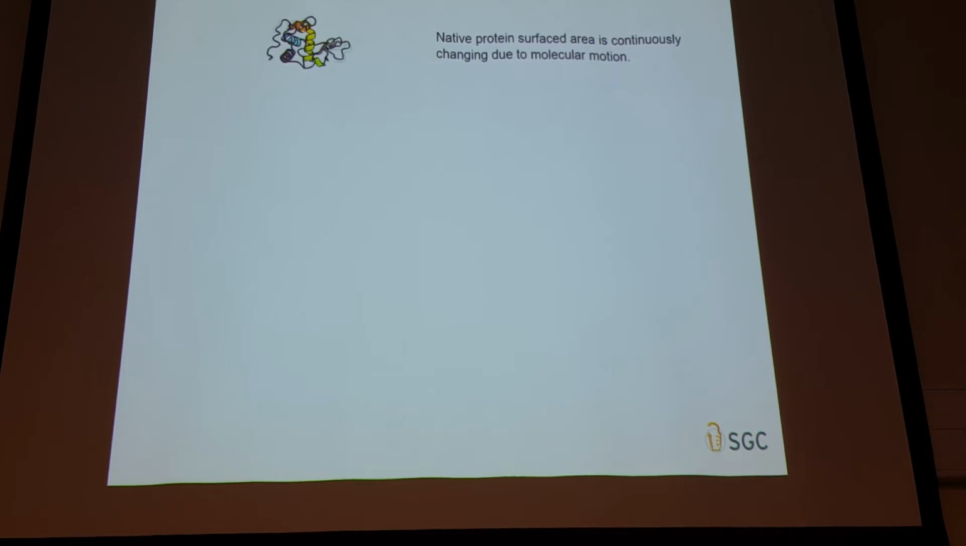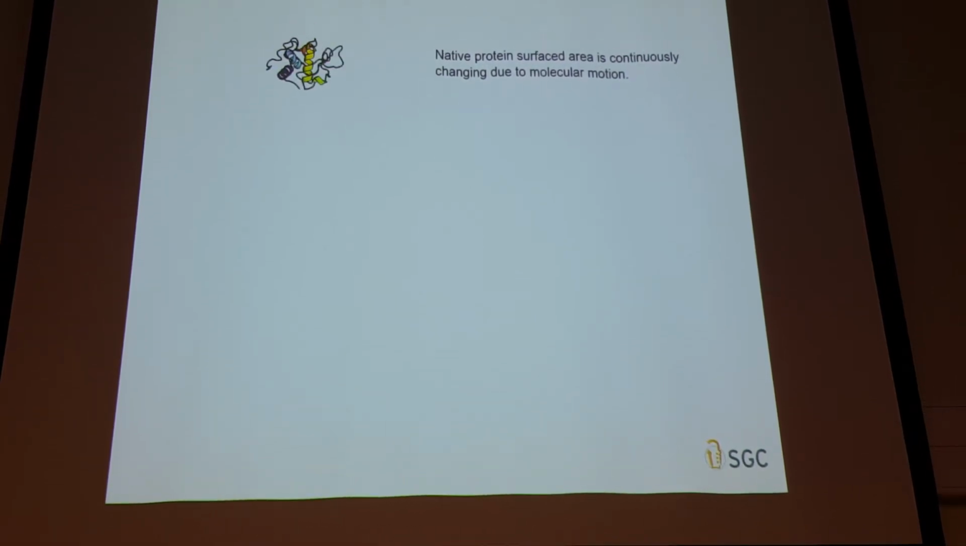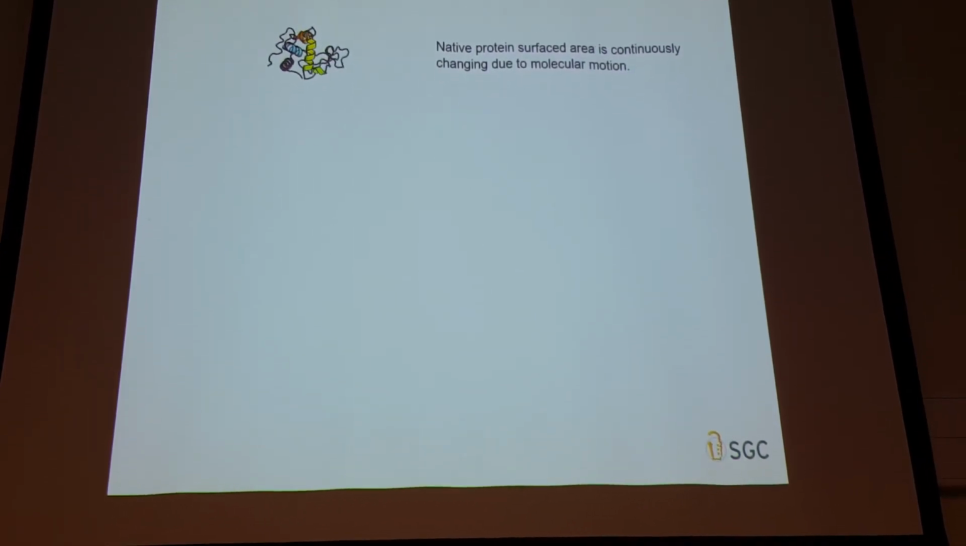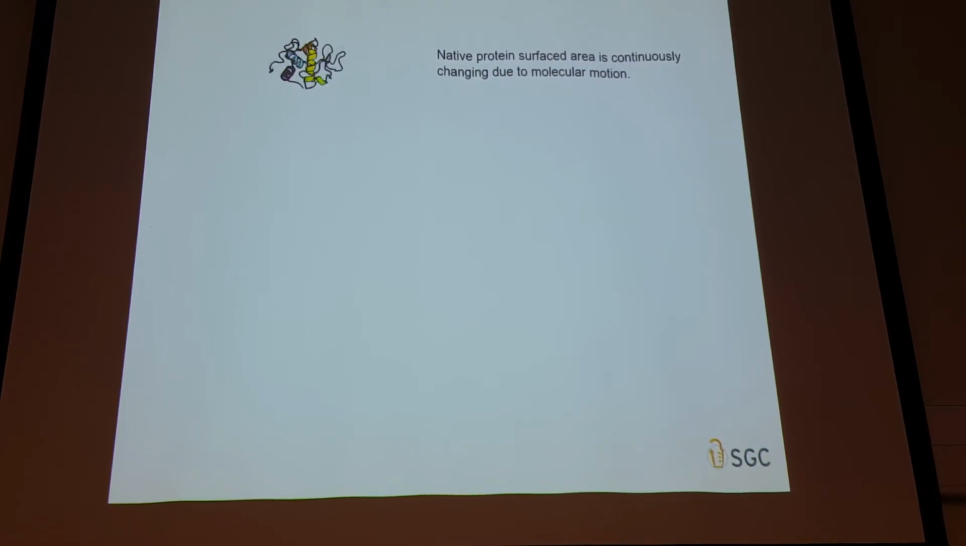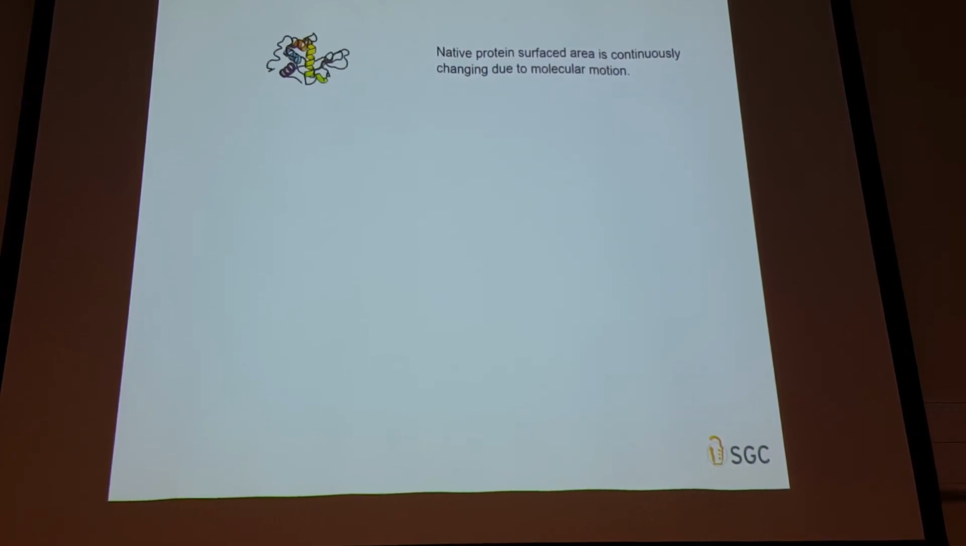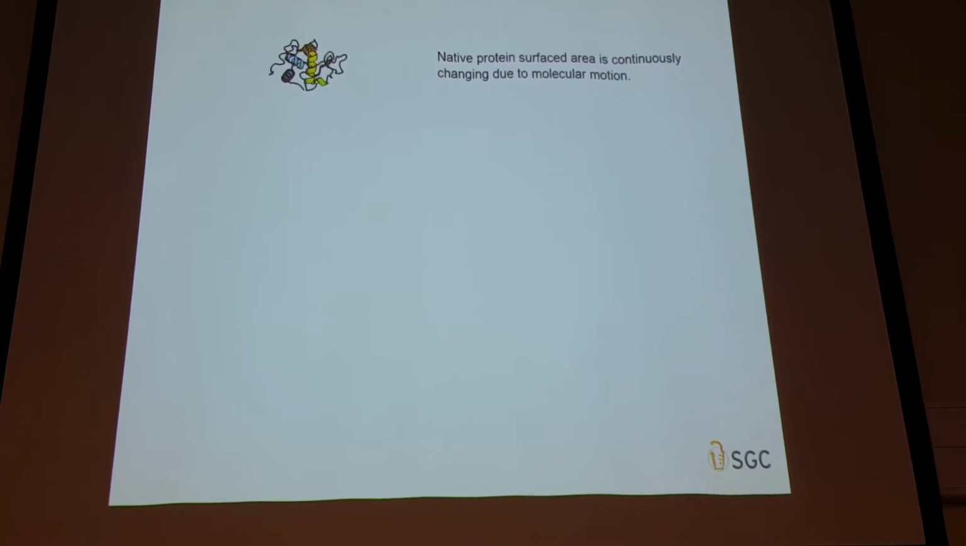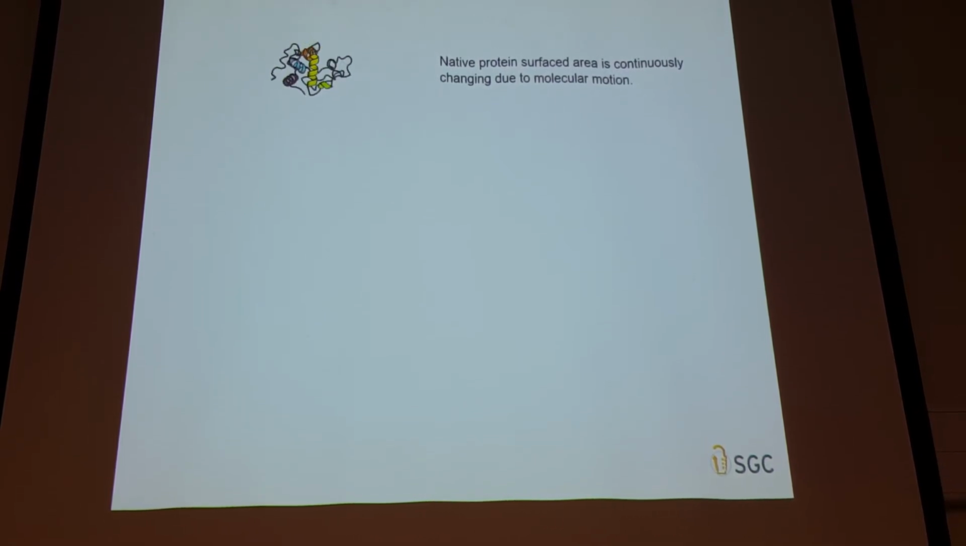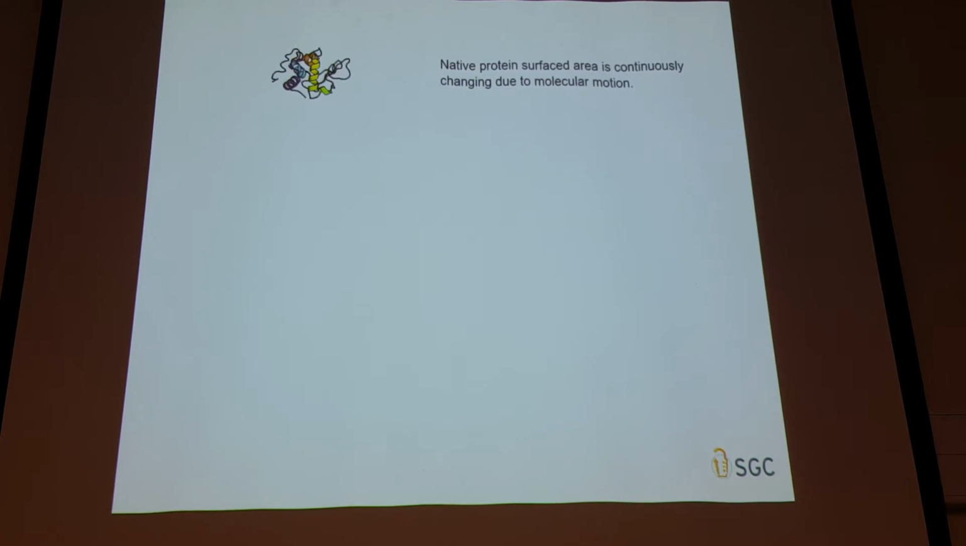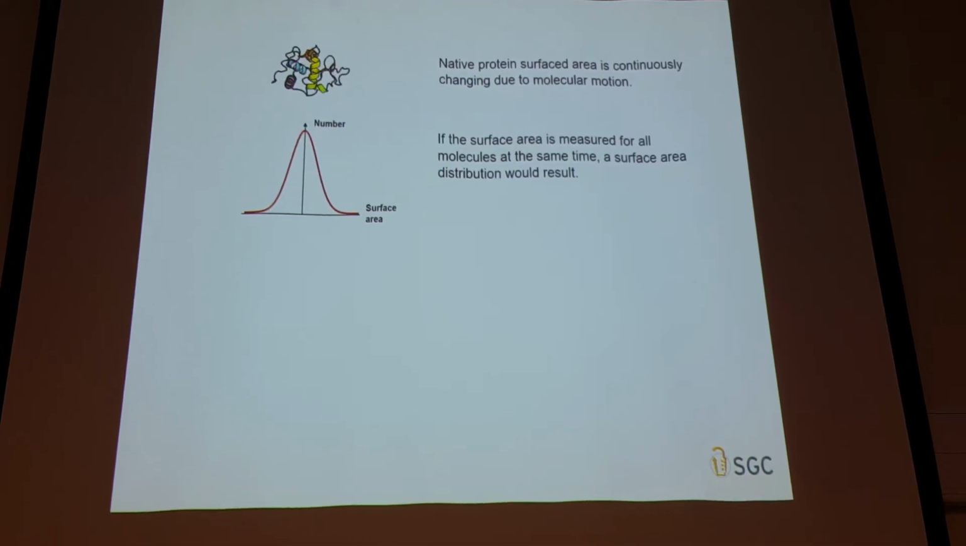So how do we explain electrospray spectra? The thing to understand is protein structure is not 3-dimensional. It's 4-dimensional. Protein has a structure, and that structure has molecular motion. So we're interested in surface area. The surface area will not be constant. It will change with that molecular motion, so it's continuously changing.